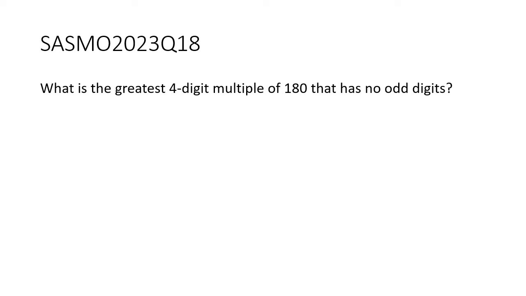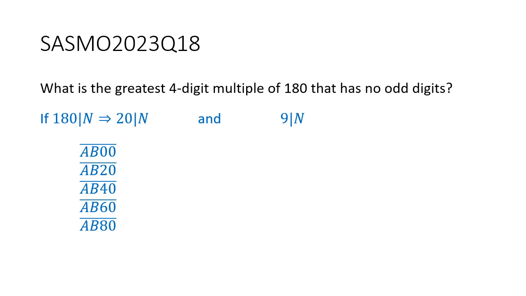Since this 4-digit number is a multiple of 180, then 180 must divide this 4-digit number. That means that 20 must divide this number, and so must the number 9. If this number is divisible by 20, this eliminates all the possible last 2 digits, and it reduces it down to either 00, 20, 40, 60, or 80.